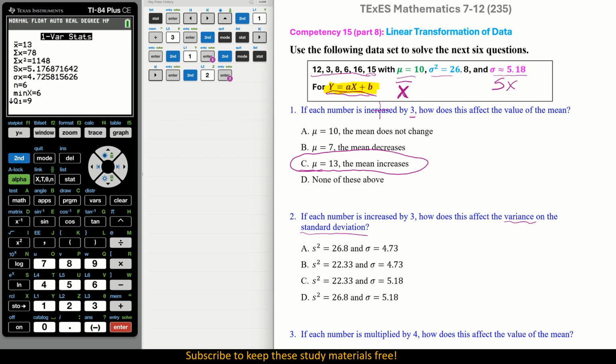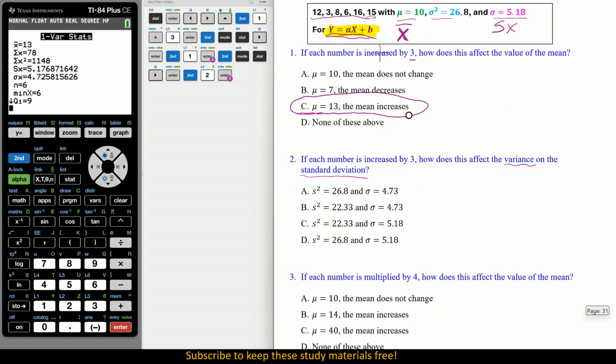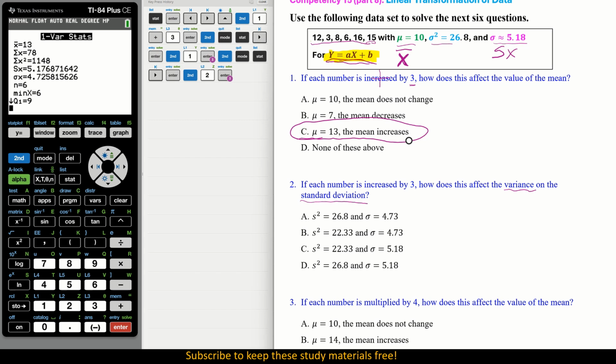Now we're going to go straight to number 2 and see what happens. We'll go up just a little here so we can see. Well, we see that we have our sample Sx, which is 5.18. Okay, so we can say this is all right. We get rid of the first 2, so that leaves us C and D.